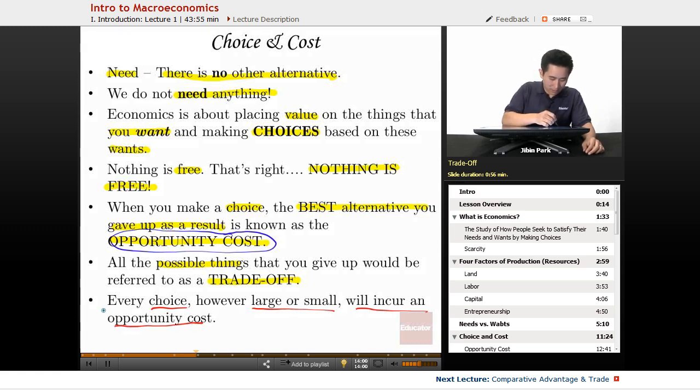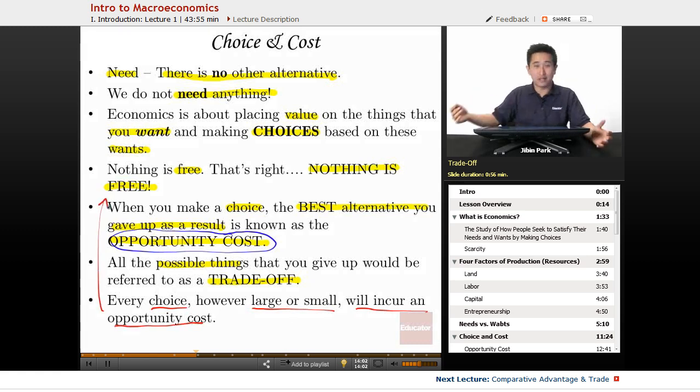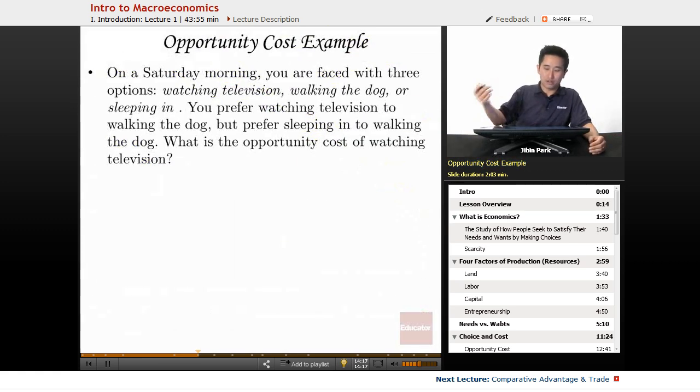So again, this hints at the point that there's nothing that's free. Whether it's a huge decision, a major life decision on what college you're planning on going to, or what you're going to eat tomorrow for breakfast, or whether you're going to eat breakfast at all, it will incur an opportunity cost. So let's go over a brief opportunity cost example.